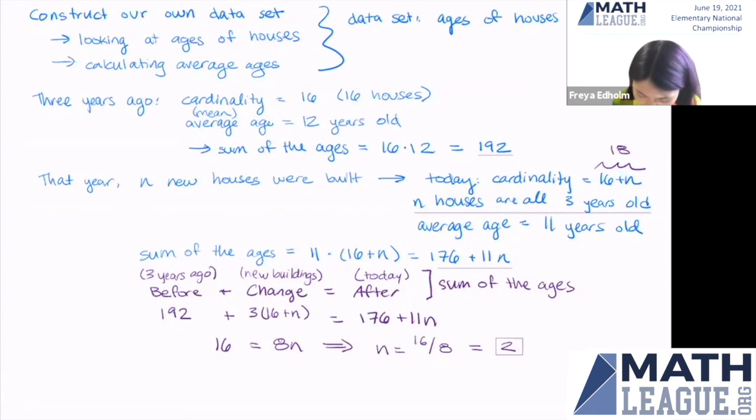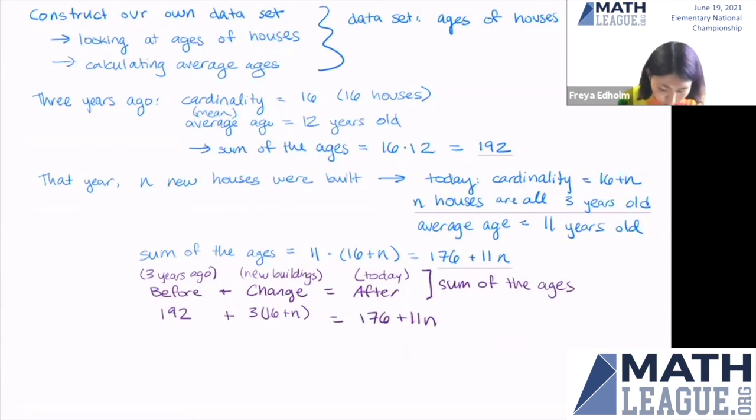All right. So let's check. Our before is still 192. For our change, we now have to add the 16 houses, and then after is our 176 plus 11n, and that's not going to change. Let's just resolve the equation. 192 is 16 times 12. So we have 16 times 12 plus 3 times (16 plus n) is 11 times 16 plus 11n. Let's resolve the equation. 16 times 4 is equal to 8n. So in fact, n is actually equal to 8.